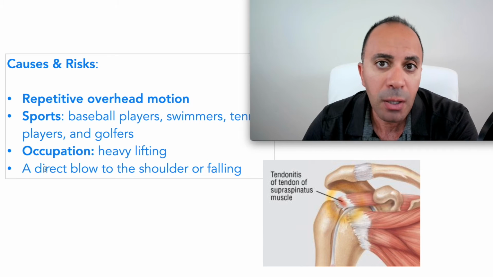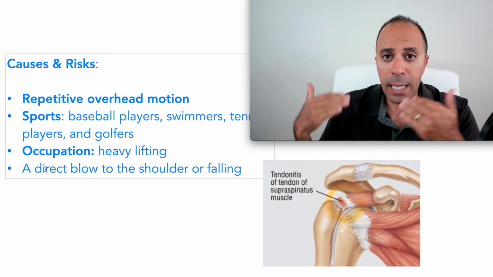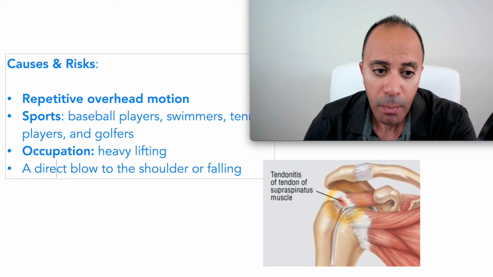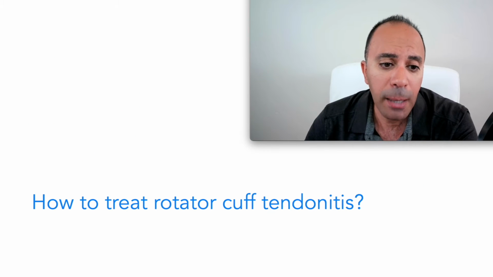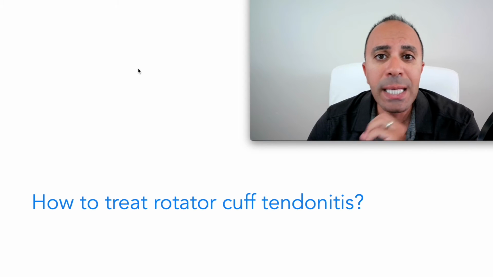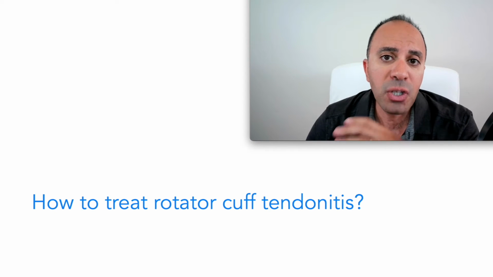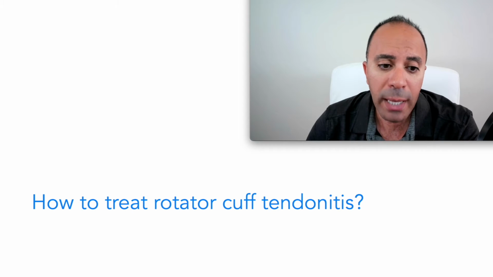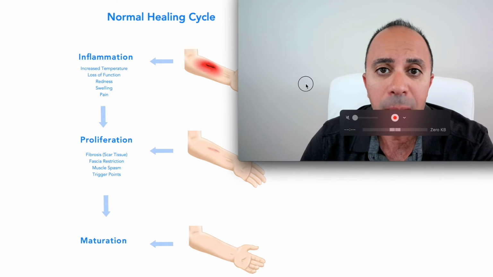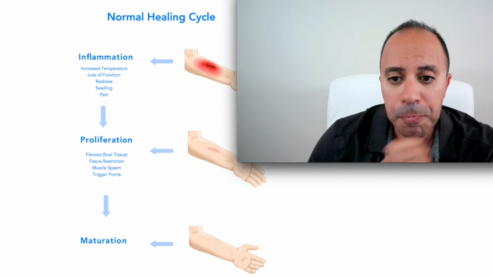The other reason could be a direct hit to the shoulder area that inflames the tendon and causes the issue. So how do you treat rotator cuff tendonitis? In order to answer this question, we need to understand normal healing so we can treat the root cause of the problem. I'm going to go over an external paper cut for visualization, but the same process happens internally. We don't see it because the skin covers it.